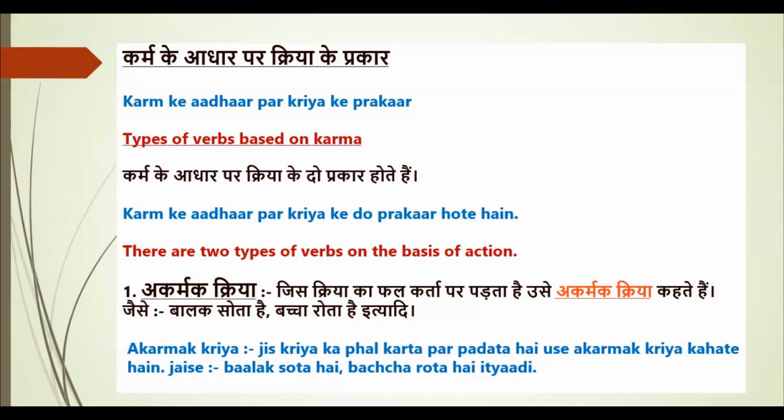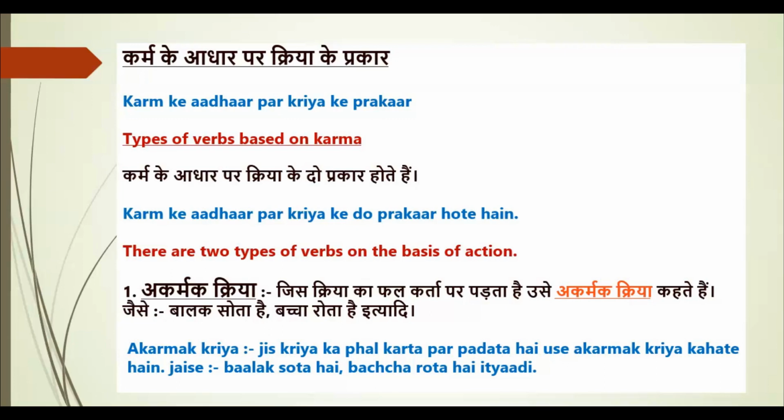So over here, कर्म के आधार पर क्रिया के प्रकार. This means types of verbs based on karma. कर्म के आधार पर क्रिया के दो प्रकार होते हैं. This means there are two types of verbs on the basis of action.